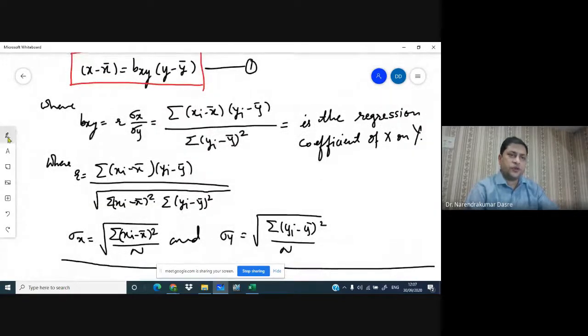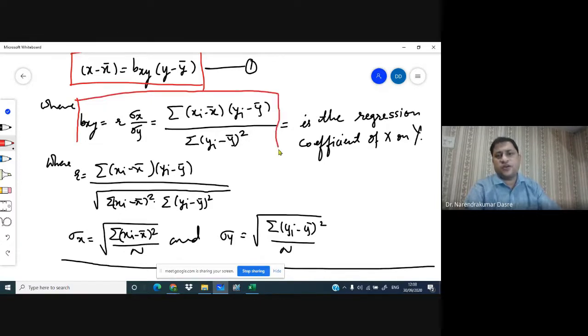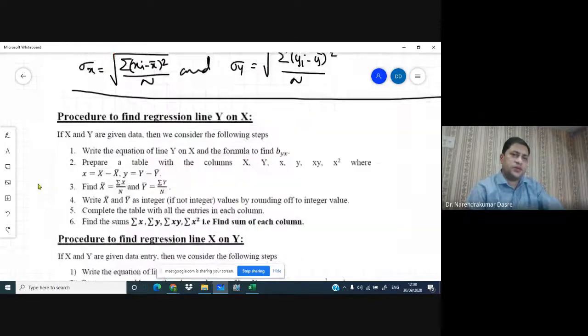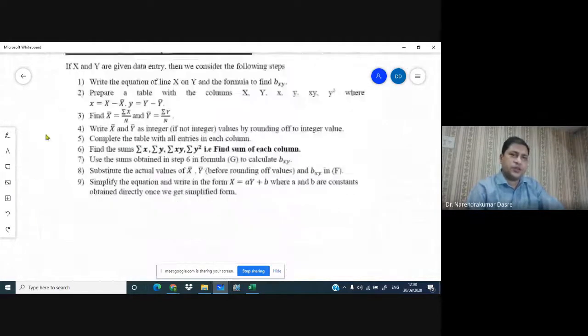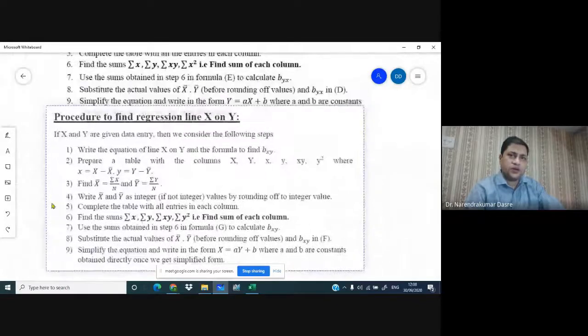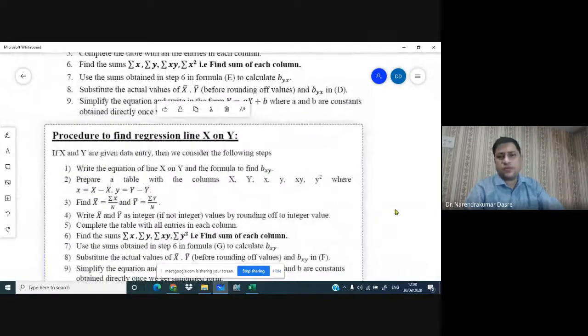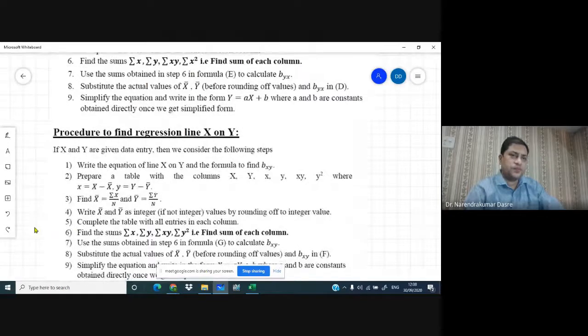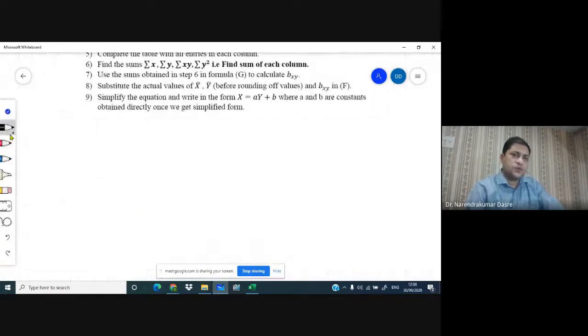So the important formula that you need to understand is this line of regression. Then we need to understand the coefficient of regression, or regression coefficient. Then R and sigma we know. Okay, so let's have an example. I hope you are thorough with the steps now. So we'll try to have an example.